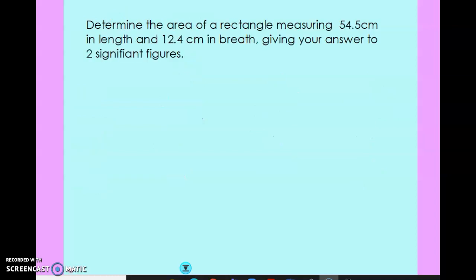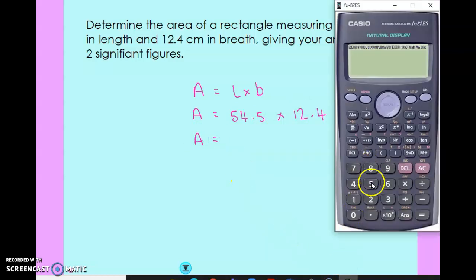We want to find the area of a rectangle measuring 54.5 centimetres in length, 12.4 centimetres in breadth, and we want to give a final answer to 2 significant figures. Okay, area of a rectangle, so hopefully one you remember. Find the area of a rectangle, we do length times breadth. My length is 54.5, my breadth is 12.4, definitely one for the calculator this time.